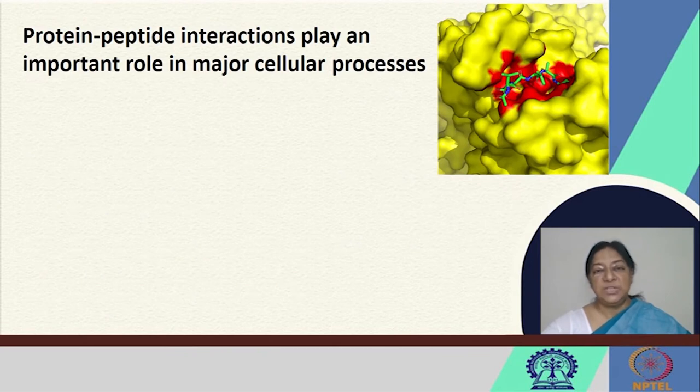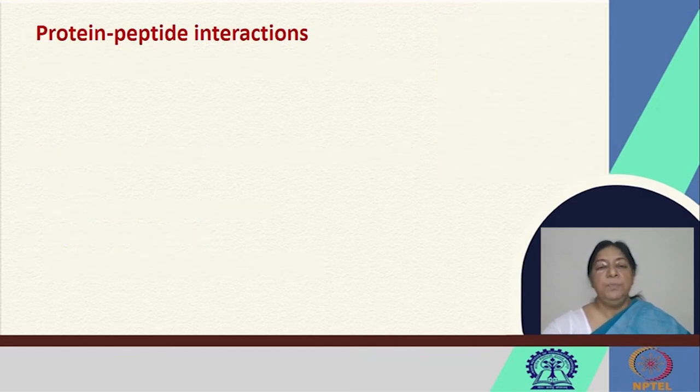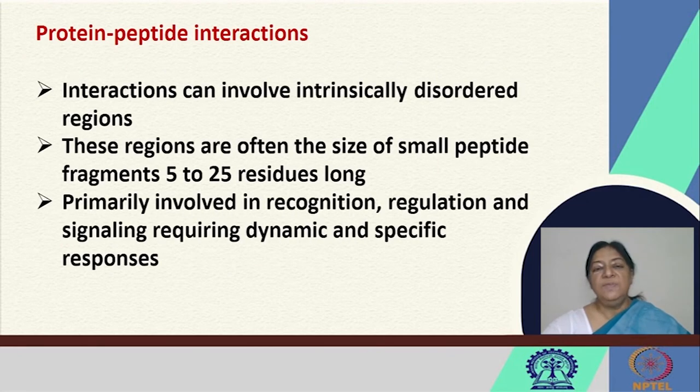We know that protein-peptide interactions play an important role in major cellular processes. As a result, they are associated with various diseases as well, such as cancer, cardiovascular diseases, amyloidosis, and neurodegenerative disorders. Protein-peptide interactions in general involve intrinsically disordered regions in proteins, which we will be discussing in our lecture on intrinsically disordered proteins. The regions are often the size of small peptide fragments, usually ranging from 5 to 25 residues, and they are involved in recognition, regulation, and signaling that requires dynamic and specific responses. So the specificity and the affinity are both very important in these processes that involve protein-protein and protein-peptide interactions.